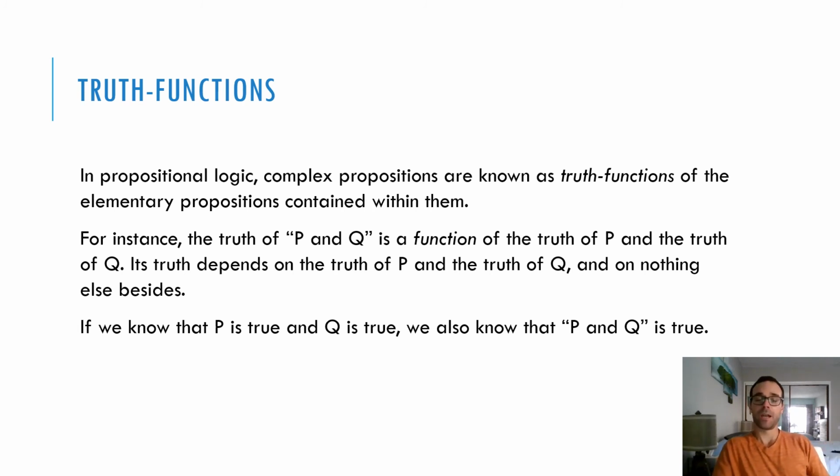one another. For instance, we might think of the truth of a simple proposition P and simple proposition Q as a function of the truth of P and the truth of Q independently. So the truth of P and Q depends on whether or not P is true and whether or not Q is true. If we know that P is true and we know that Q is true, we know that P and Q are true.